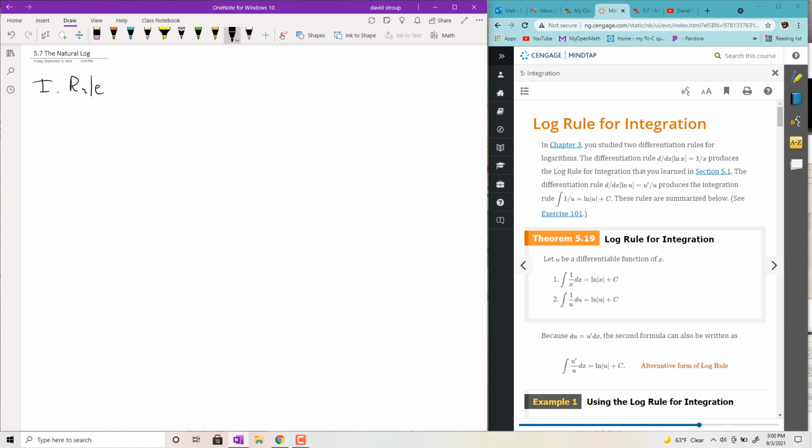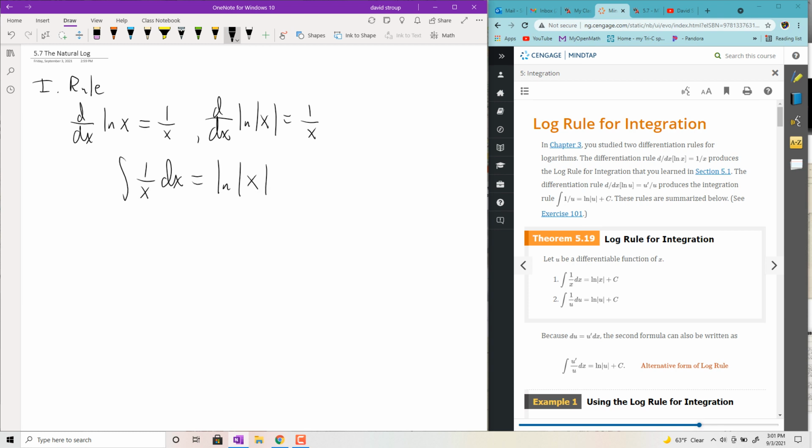Basically, we get it from what we know about the derivative of the natural log. So the derivative of the natural log of x, you probably learned in Calc 1, is equal to 1 over x. But not only that, we could also say that the derivative with respect to x of the ln of the absolute value of x is equal to 1 over x. So considering the integral is just the reverse of a derivative, it goes to reason that the integral of 1 over x dx is going to be the natural log of the absolute value of x plus c.